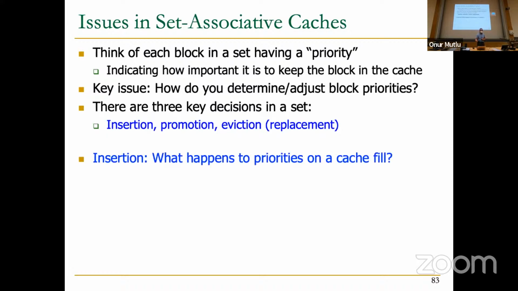Insertion means what happens to the priorities of the cache blocks that are inside the cache and the incoming block on a cache fill. You're filling the cache with a new block. How do you adjust the priorities? This is interesting because you can adjust the priorities in different ways potentially. The incoming block may be the highest priority potentially. If you're fully thinking that recently accessed blocks are more likely to be accessed, more recently accessed blocks should have a higher priority, right?